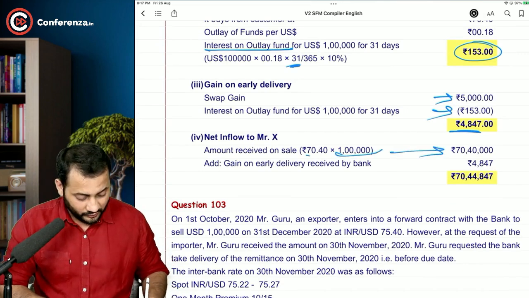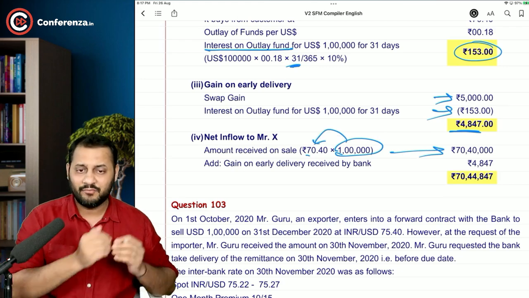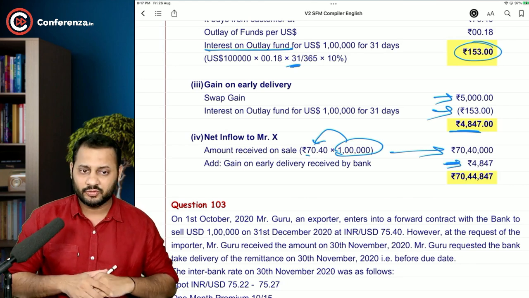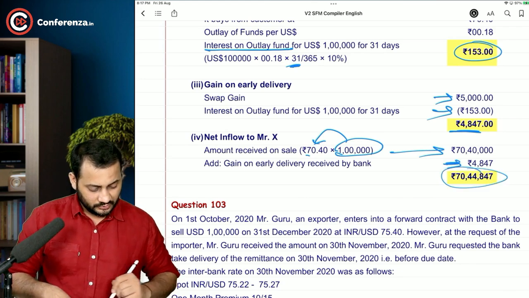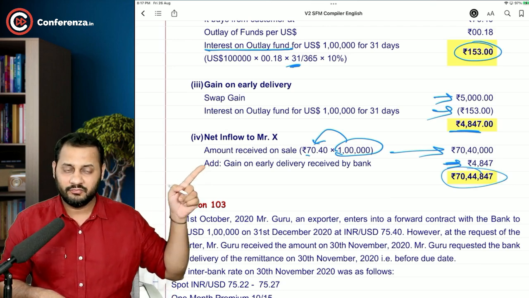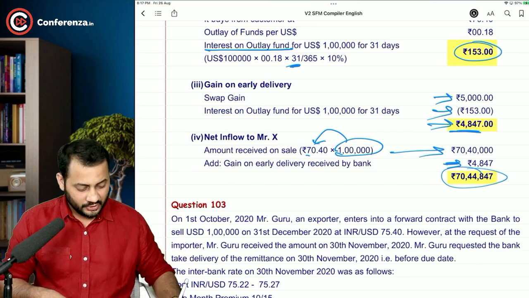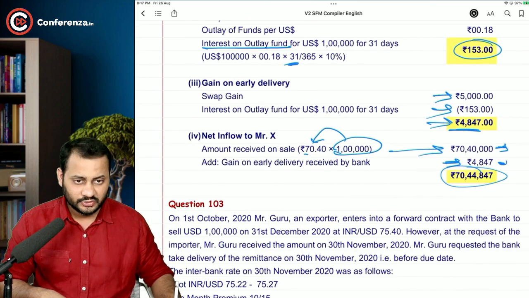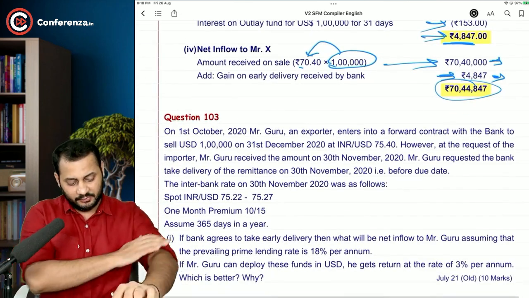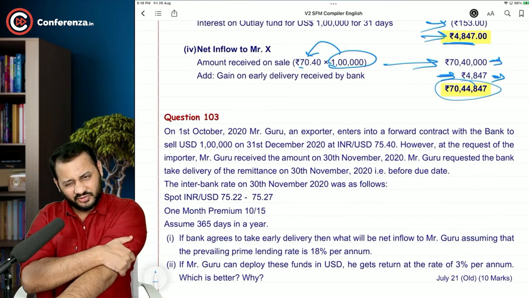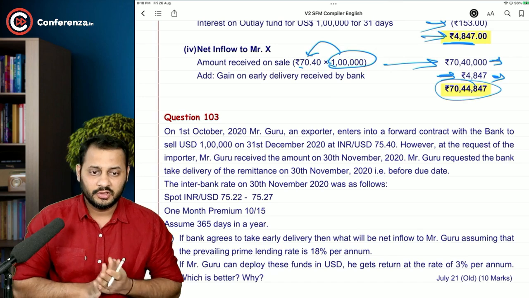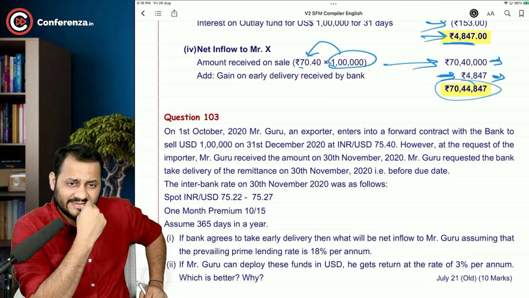He sold $1 lakh to us at this rate. So we have to pay 70.40, and after adjusting 4847 we will pay only this much. Just a second. Oh, we are paying 4847 to him itself. So this is also a cash outflow to us. Gain is shared with the bank, by the bank. Okay, so in this question we shared the gain with the customer.